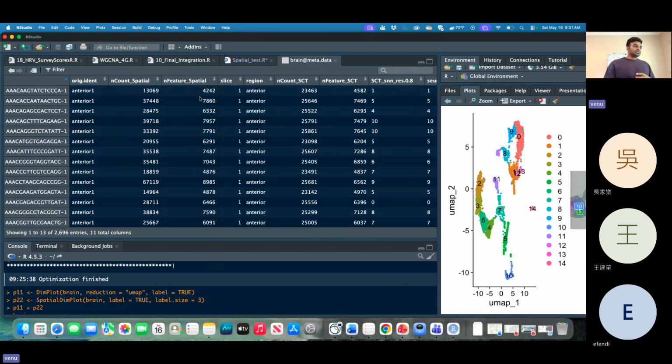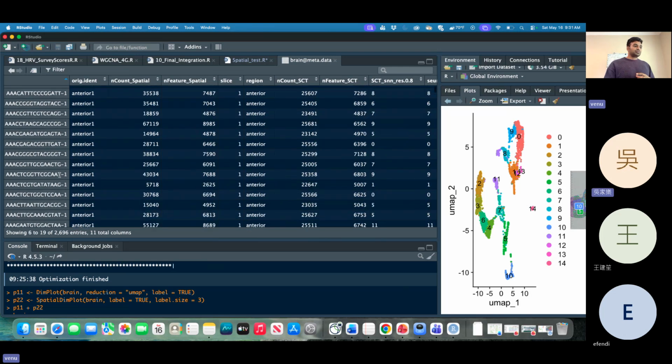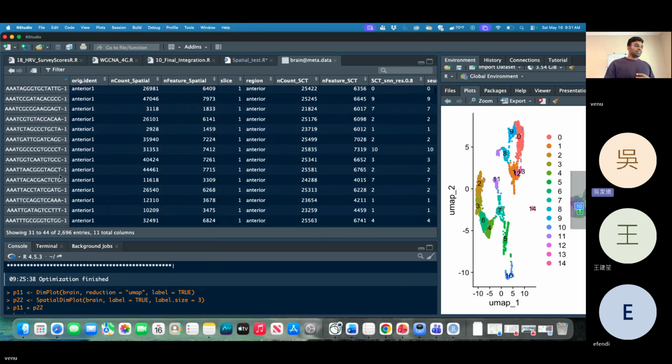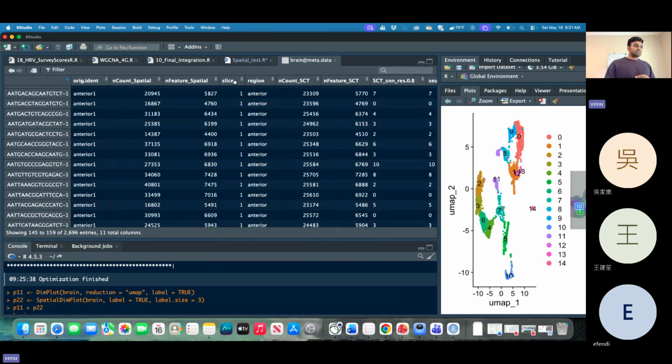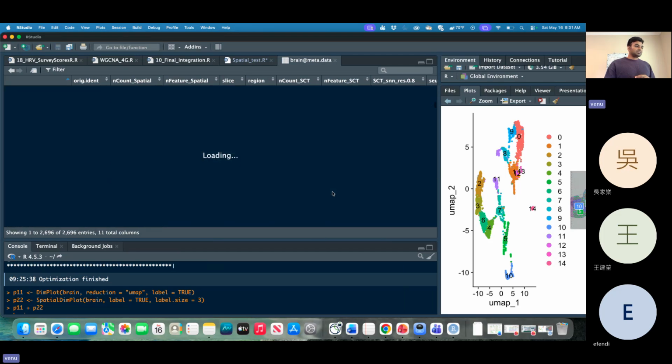This is slide one. You can see 1, 1, 1, 1, 1. So these are all spot level. There are many spots, slides. Yeah, these are barcodes.